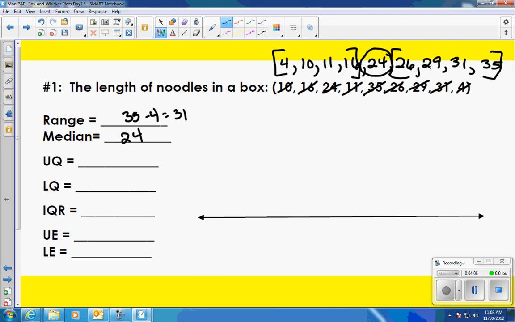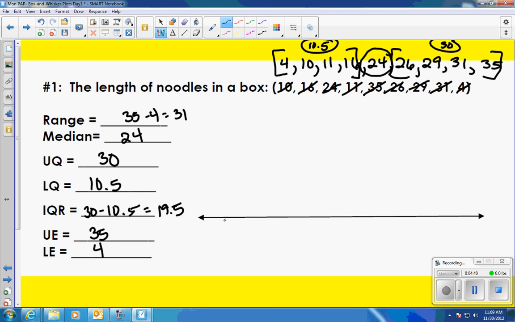So to find the upper quartile, we're going to find the median in this set. So my upper quartile is going to be the average between these two, which is 30. Sometimes it'll be a part of the set, sometimes it won't. And my lower quartile is the average between these two, which is 10.5. The interquartile range is 30 minus 10.5, which is going to give me 19.5. The upper extreme is the largest value, and the lower extreme is the smallest value.